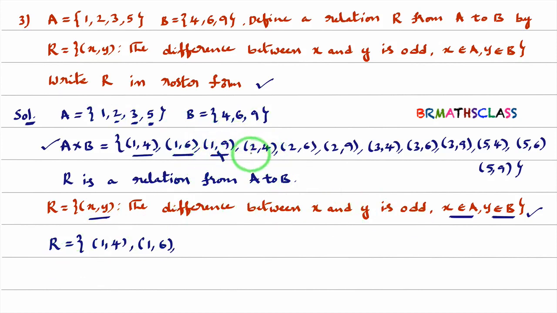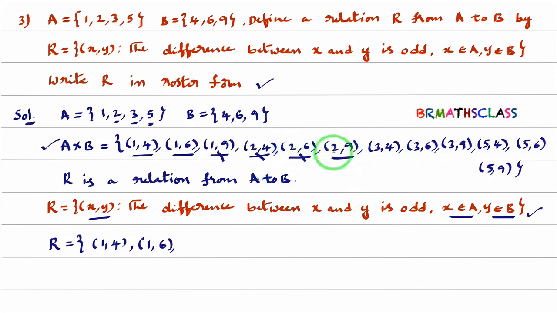Now you take ordered pair 2 comma 4. 4 minus 2 is 2. 2 is an even number. That means the difference is even, not odd. So you cannot take ordered pair 2 comma 4. You take 2 comma 6. 6 minus 2 is 4. That means the difference is even, but we want the difference to be odd. So you cannot take ordered pair 2 comma 6.